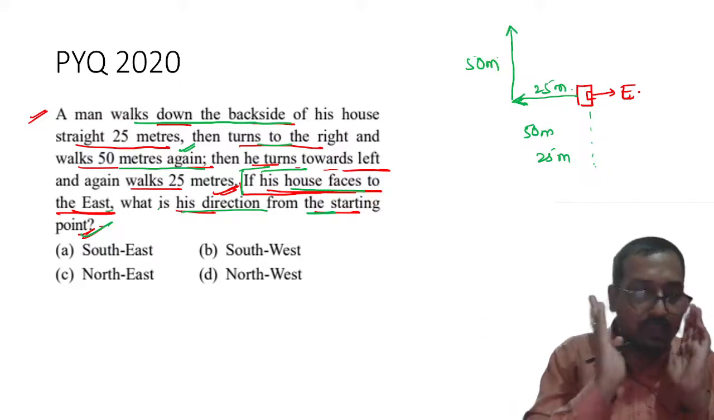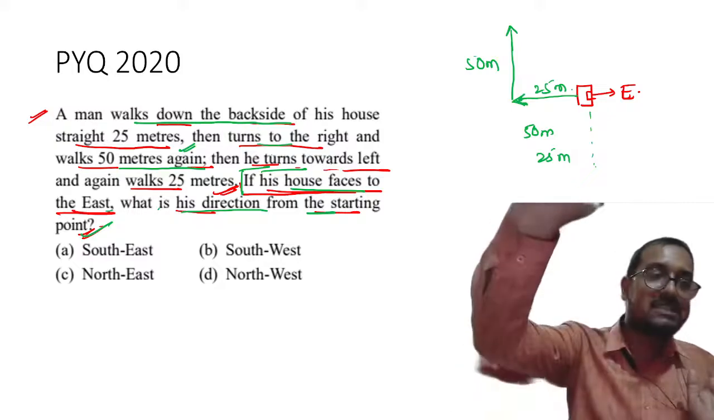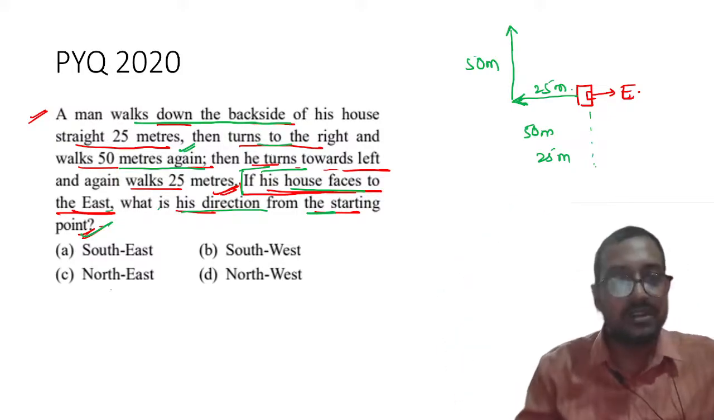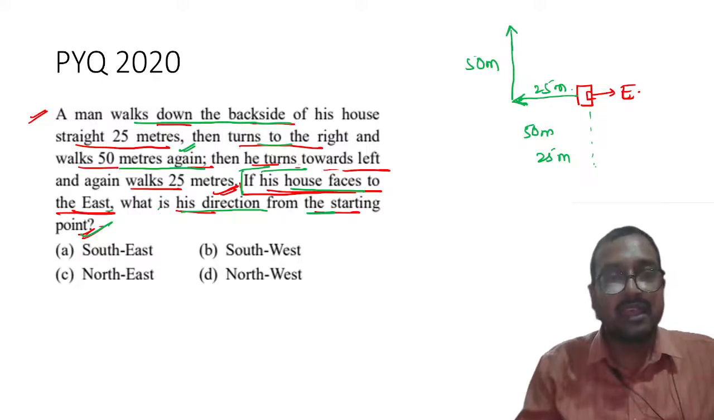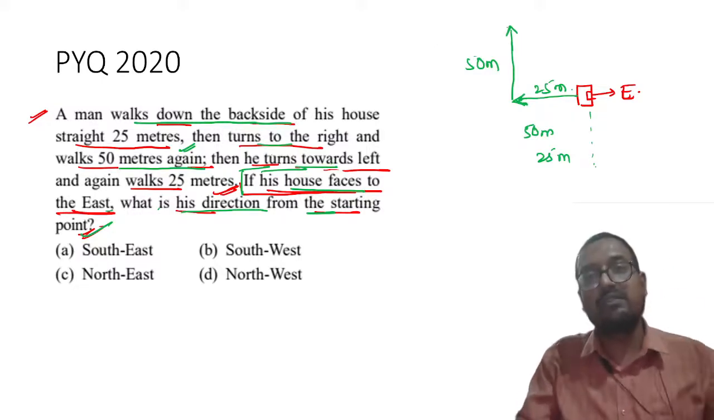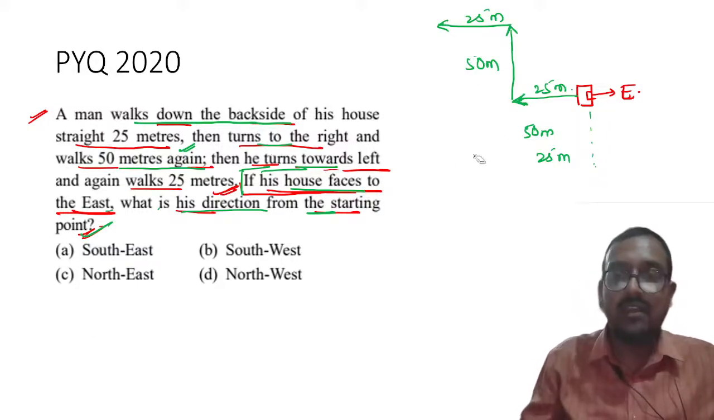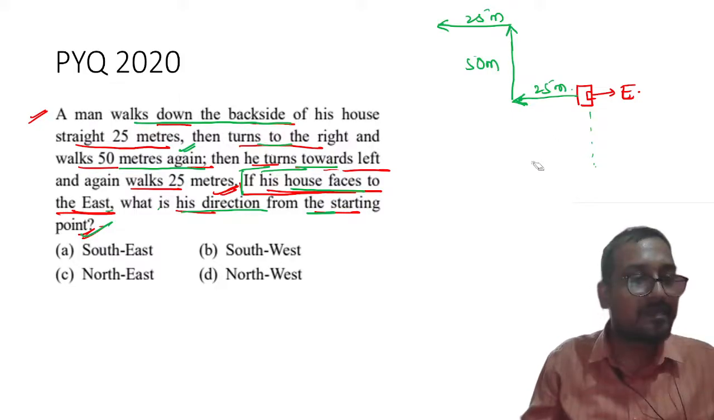So please remember, when I face in that direction, my right will be this. So it will go upwards. Please remember, it will go upwards. Understood? Is it clear? And then he turns towards left. So if I go this way, he will turn towards left. So I hope all of you can see this now. I am really sorry. Corrected diagram is here.